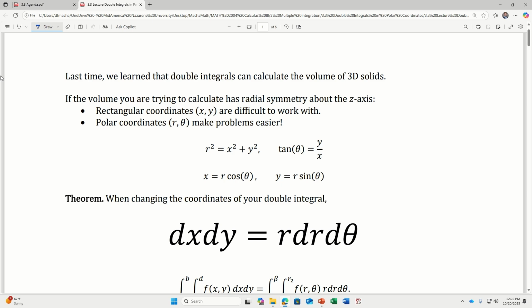Last time we were calculating the volume of 3D solids using double integrals. And that was fine, I think. I think everybody was okay with that.